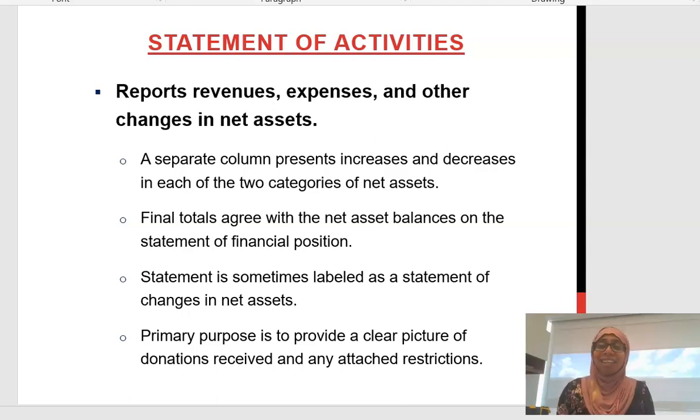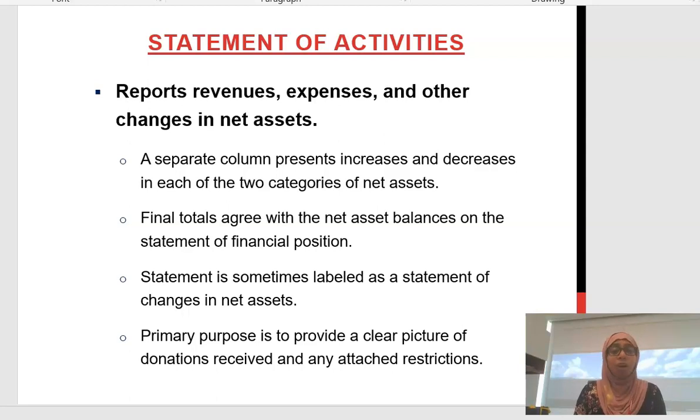Now we will learn the second part of the financial statement of a not-for-profit entity, which is the statement of activities. A statement of activities is just like an income statement for a for-profit business. In this statement of activities, a not-for-profit organization will list all of their revenues and expenses, and the difference they find, they will call it changes in net assets.